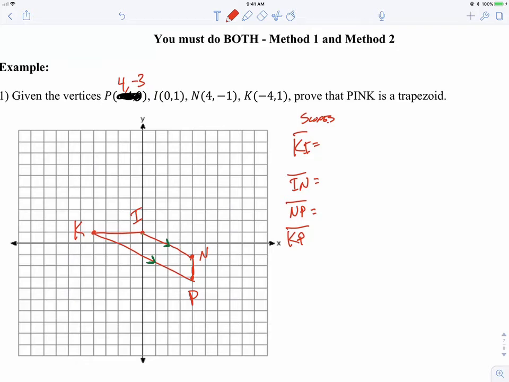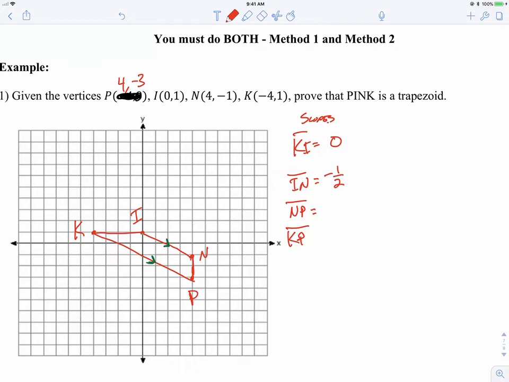So your slope of KI, when you work it out, you should get 0. I'm going to let you guys do it. So you can pause the video now and see if you can get the slope of KI to be 0. Welcome back. Now let's do IN. You should get -1/2. Make sure you reduce it. So pause the video and see if you can get that.